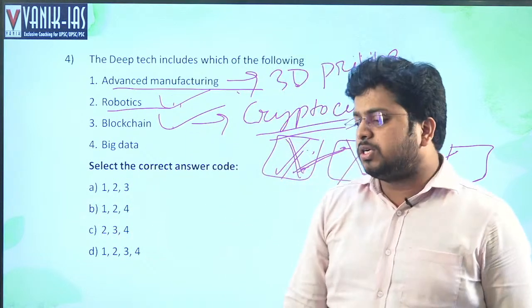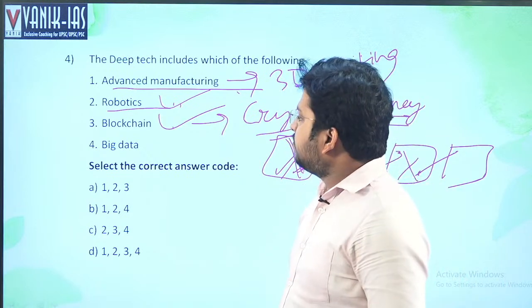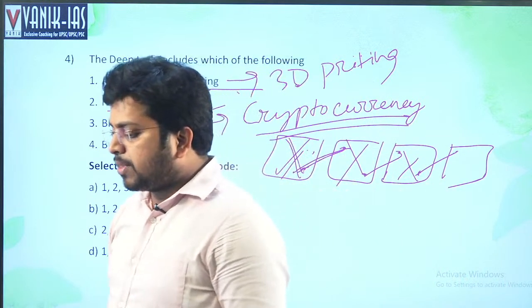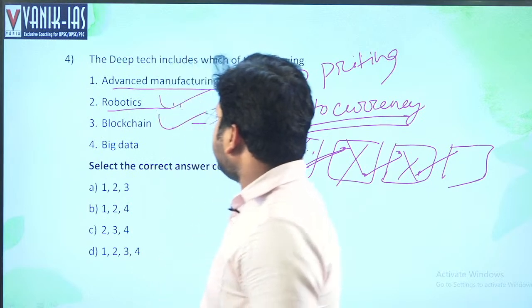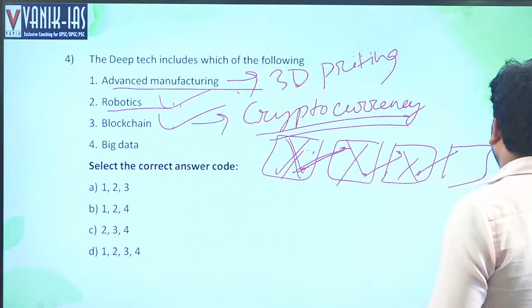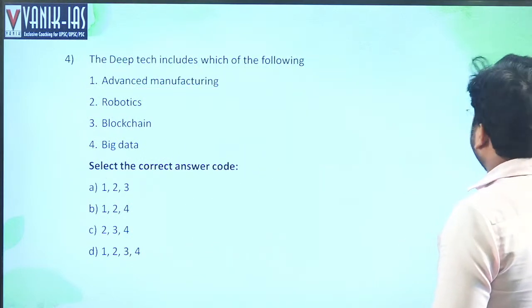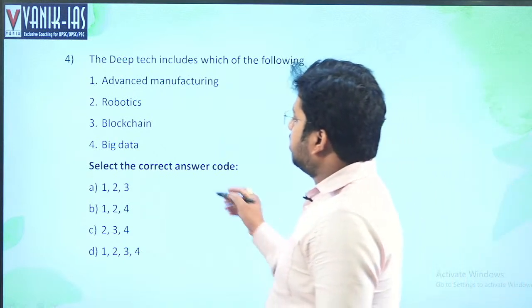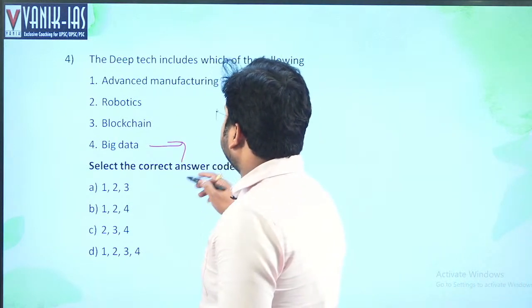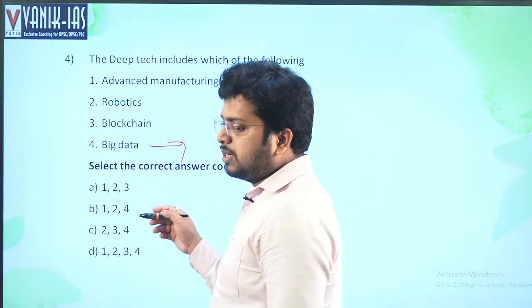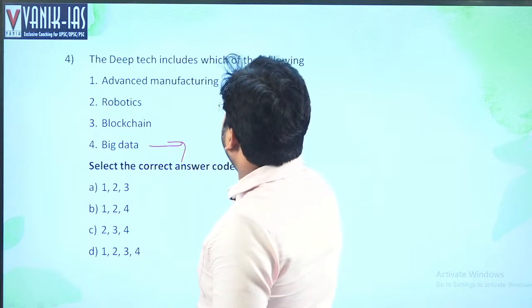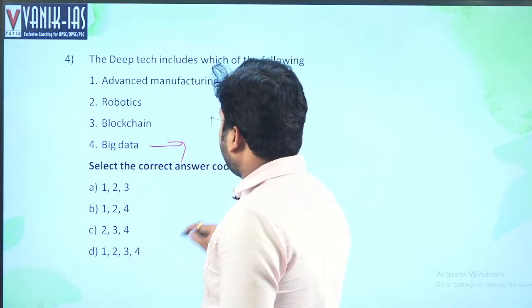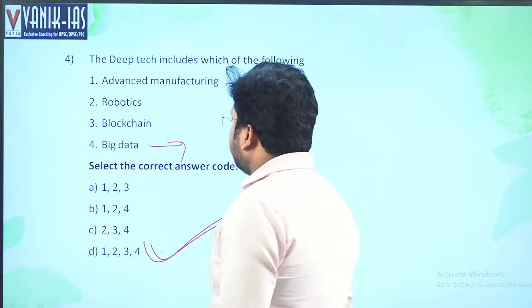Cryptocurrency is based on blockchain technology, which is an advanced level of technology called blockchain technology. And our cryptocurrency is based on that. So next is big data. Big data is the next advanced data processing structure, right? Data processing structure. So which of the following are deep technology? All of them are deep technology.